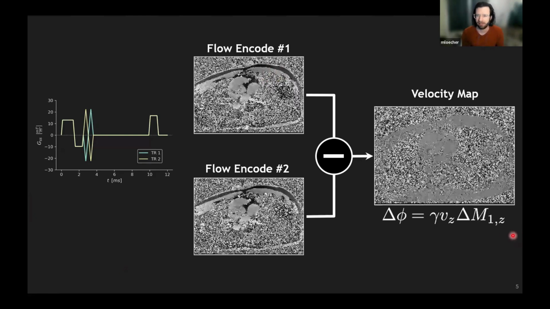But because you changed the flow encoding between them, which is denoted here as the gradient first moment, but that's not super important, then you can subtract the two and get an image that's not as corrupted by all these sources of phase errors, and get something with the phase that's hopefully much more related to only velocity and not other errors.